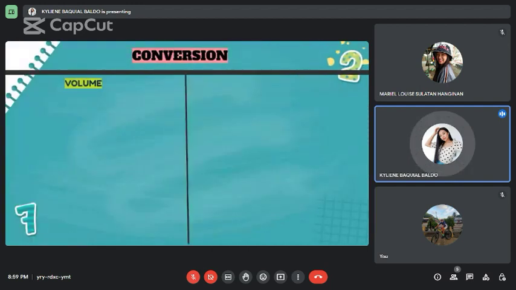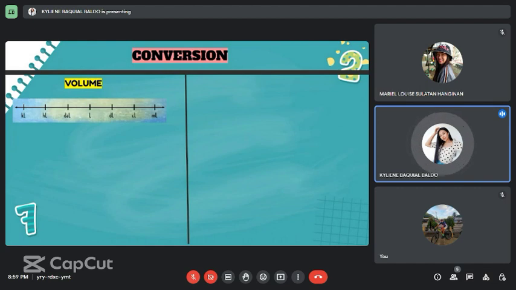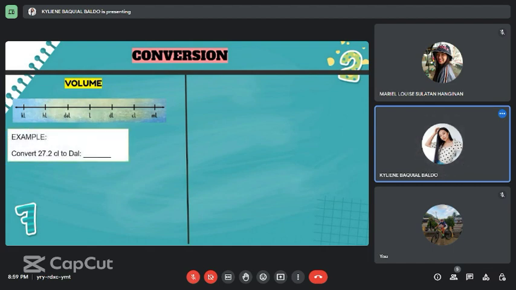Next, we have the volume. Here we can see another picture of the metric system of volume and its units. We have here an example: convert 27.2 centiliter to decaliter.